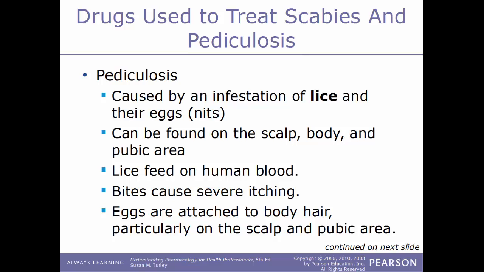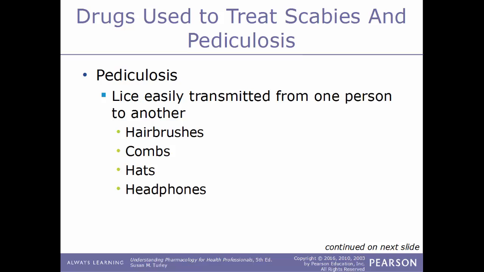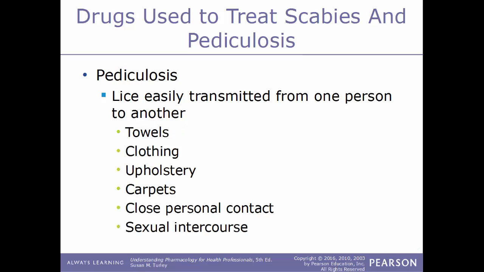These can be found on the scalp, the body, and in the pubic area. And the lice will feed on human blood. And the bites from these lice will cause severe itching. And the eggs that are laid by these lice get attached to body hair, in particular on the scalp and in the pubic area. And lice is easily transmitted from one person to another by sharing hairbrushes, combs, hats, headphones, towels, clothing, upholstery, carpets, close personal contact, and sexual intercourse.